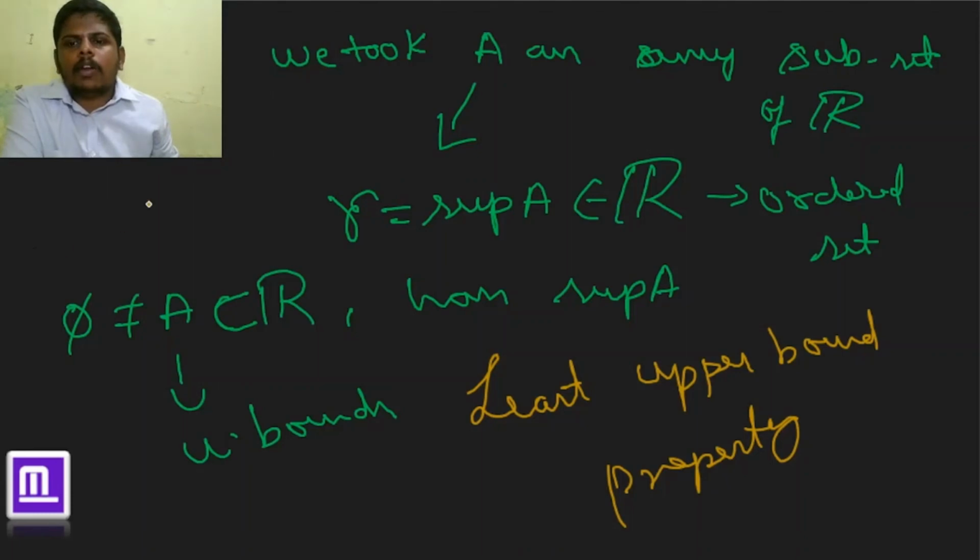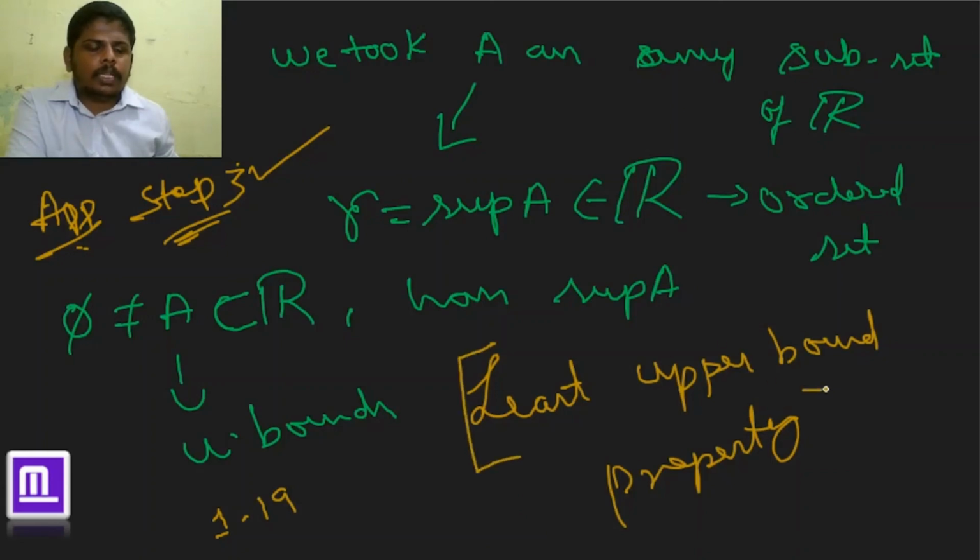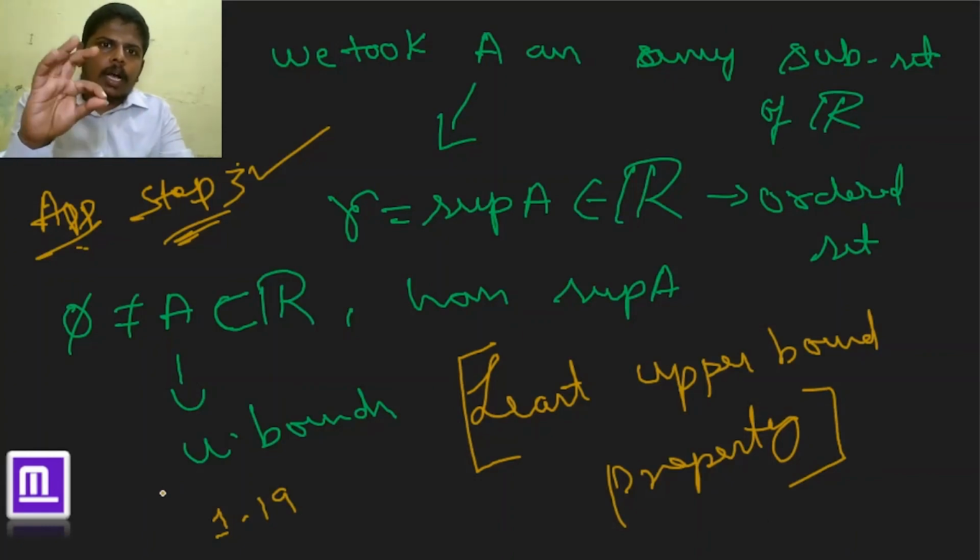In fact, we are still in the appendix part, and I think we are in step number 3. We completed step number 3 in the appendix part, and also we completed one part of theorem 1.19. That one part is proving the least upper bound property. I won't state theorem 1.19 till we complete that theorem's proof.